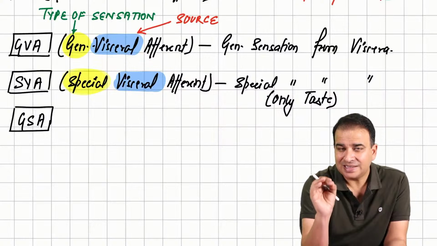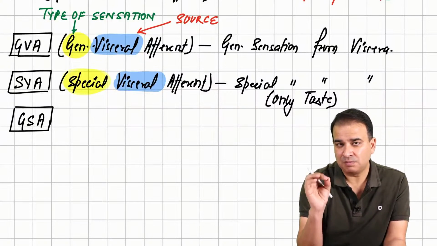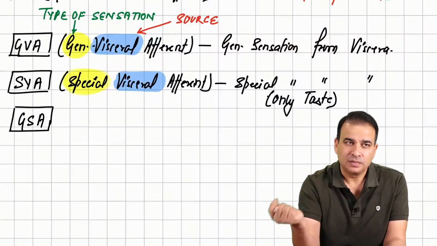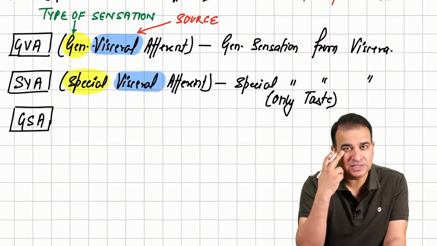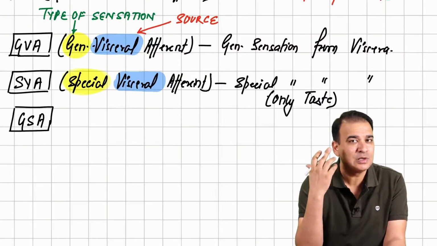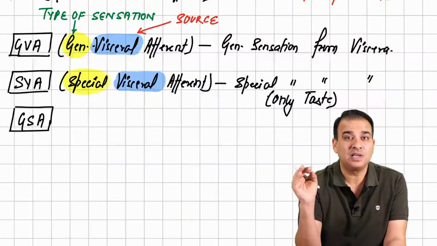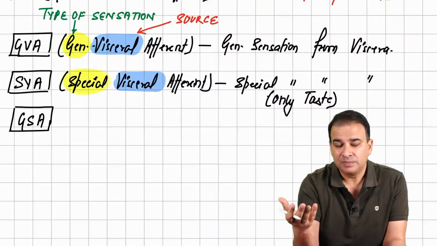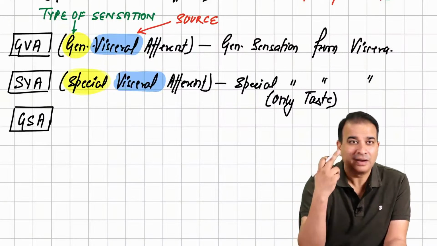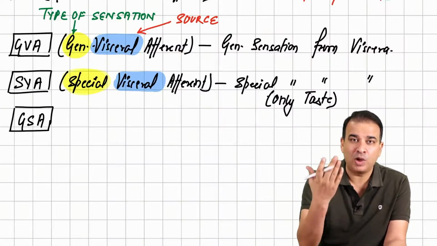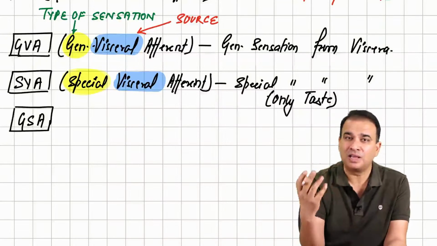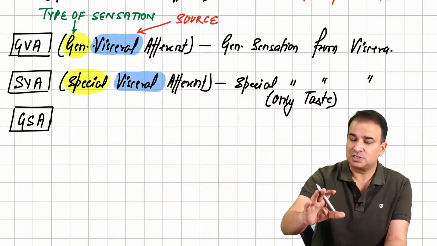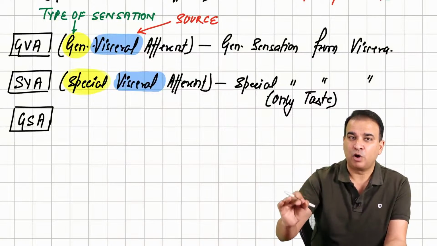I'm not saying that taste is the only special sensation. Please mark my word carefully, guys. Olfaction is also special. Vision is definitely special. Hearing and balancing is also special. But those sensations are not coming from the viscera. They are derived from structures which are not endodermal: olfactory mucosa, retina. If you think of retina, guys, it comes from neuroectoderm, and the internal ear is derived from the otic capsule, which is again ectodermal. So other sensations are special sensations, but they are not derived from viscera.